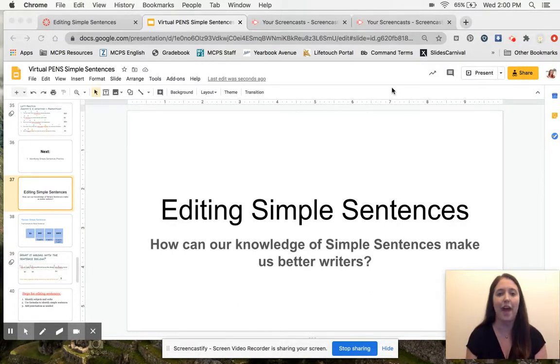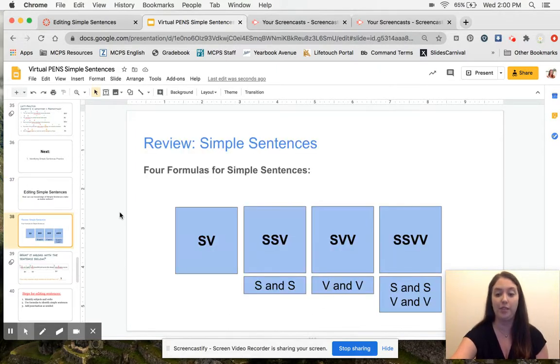Today we're learning about editing simple sentences. How can we use our knowledge of simple sentences to make us better writers? So we've talked about the formulas for simple sentences. We have SV, SSV, SVV, and SSVV. And today we're going to look at how we can use our knowledge of these simple sentence formulas to make us better writers and improve our written communication skills.